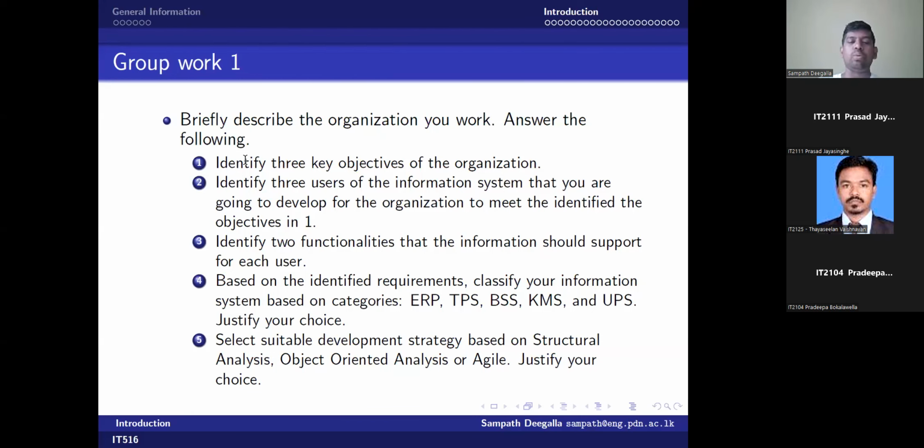And basically, the question given to the first group is identifying one of the organizations of the group mates, and then looking at aims and objectives, as well as identifying different types of users and their requirements, and what kind of information systems the members think about for the intended information system development, right? And also for the development, we also asked them to identify what kind of strategy they were planning to use. So this is what we have basically covered last time.